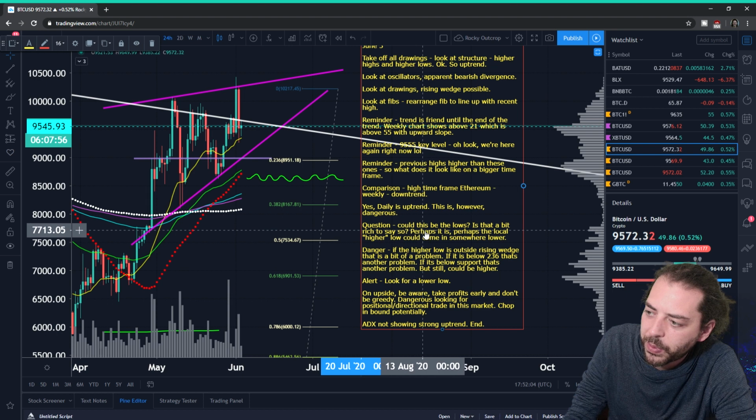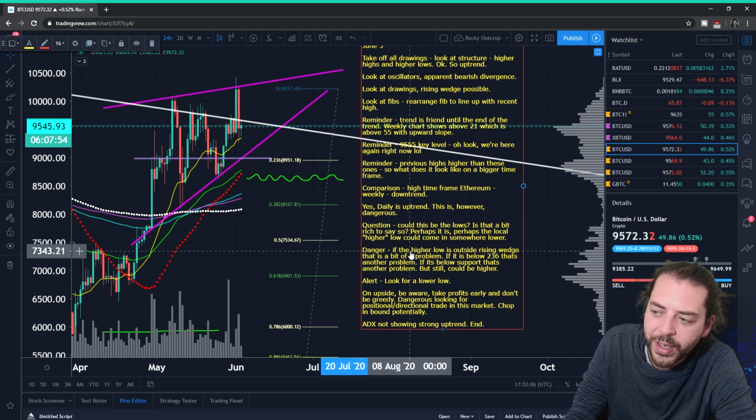So, yep. Question, could it be? I think we've answered that question now. Danger. If the higher low is outside the rising wedge, that's a bit of a problem. If it is below the 236, that's another problem.